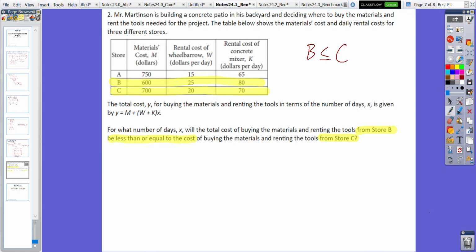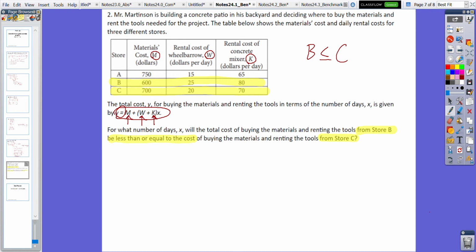All right, and we're going to use the formula that they give us right here, but we're only really going to use the right side of it, that M plus W plus K times X. The reason being is that we're looking at cost here, so it's redundant to say Y equals all the time. We're going to compare store B to store C. Now look at the very top row of the table. I've got material cost M, rental cost of a wheelbarrow W, and rental cost of a concrete mixer K, which just so happens to line up with my 3 variables in my Y formula.